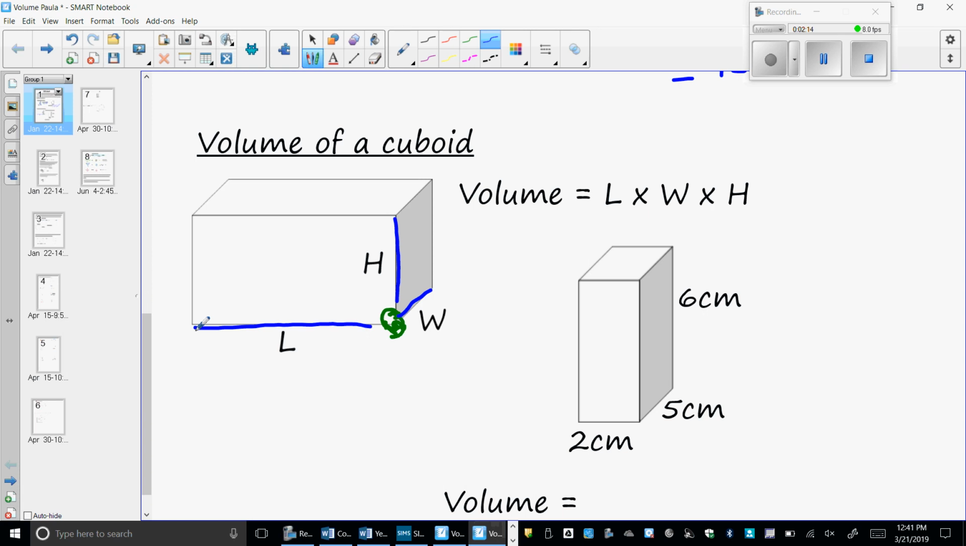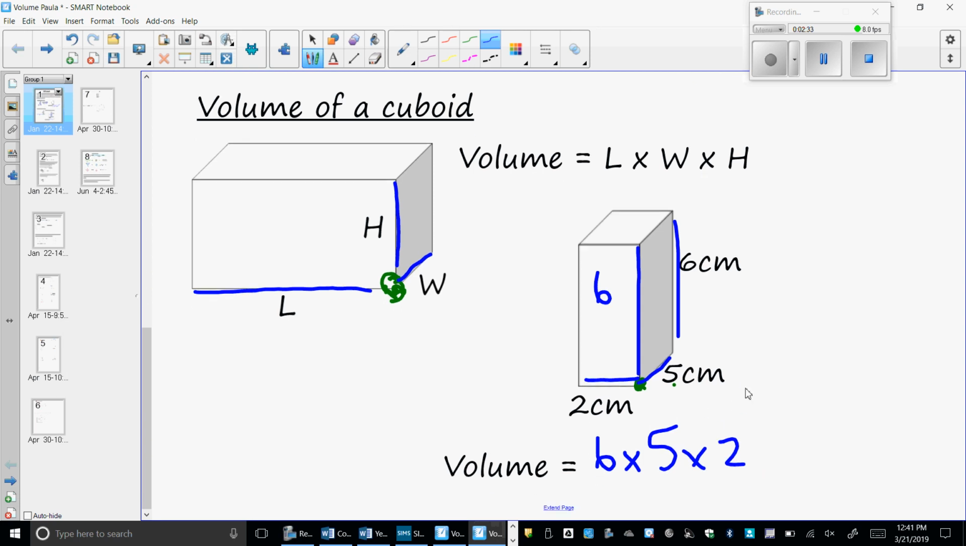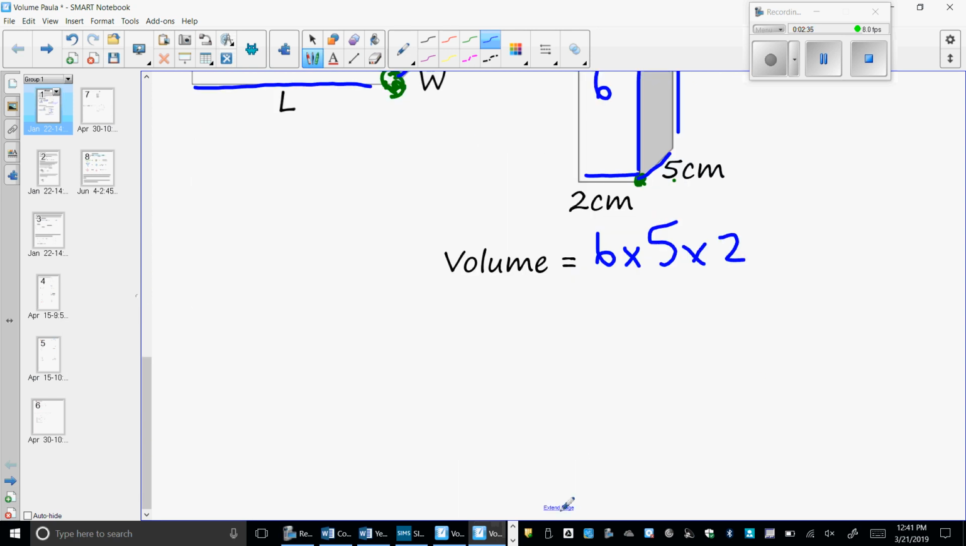So for this question here, if I chose this vertex, whilst they've labelled this length as 6, I know that this length is obviously also 6. So I've got 6 multiplied by 5 multiplied by 2. Calculate that. So that's 6 multiplied by 5 is 30, multiplied by 2 is 60. And again, the units are cubed.